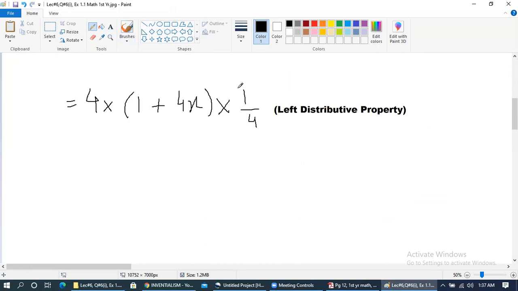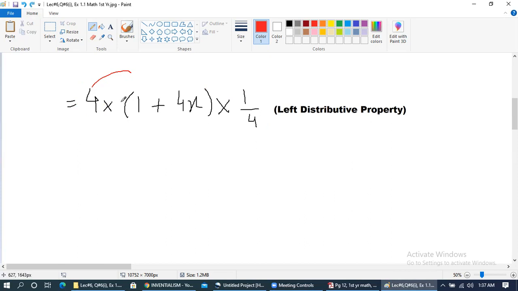Now again, you know that there is no problem of the arrangement. This 4 is one thing, the other thing is 1 plus 4x, the third thing is 1 by 4. All of these are being multiplied with each other. You can change the arrangement. In multiplication, the arrangements can be changed. That is the commutative property. So you can change the arrangement.